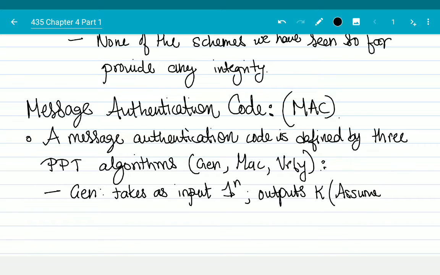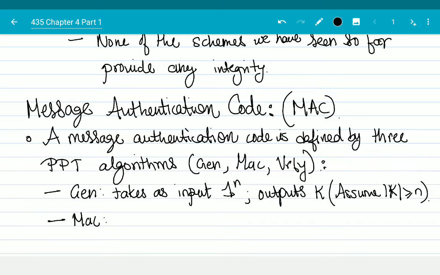So we are going to assume that the key length is greater than or equal to n. Even if Gen was a pseudo random generator making a key, that's perfectly fine. That's all part of Gen.